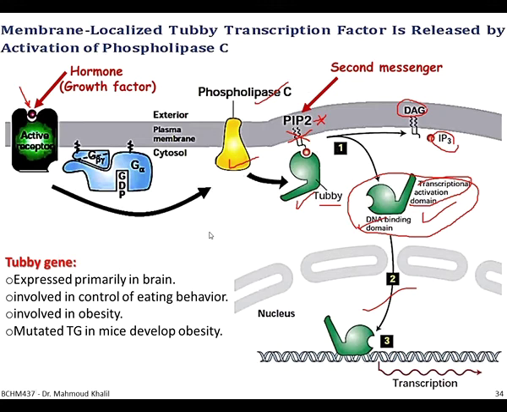So this is the first example to show how the signal is transmitted from the plasma membrane until reaching an effect inside the nucleus. So we need to understand here, where is the second messenger? Actually, the second messenger is PIP2, because once it is broken down or degraded by phospholipase C, it will release the TAPI protein to translocate inside the nucleus.